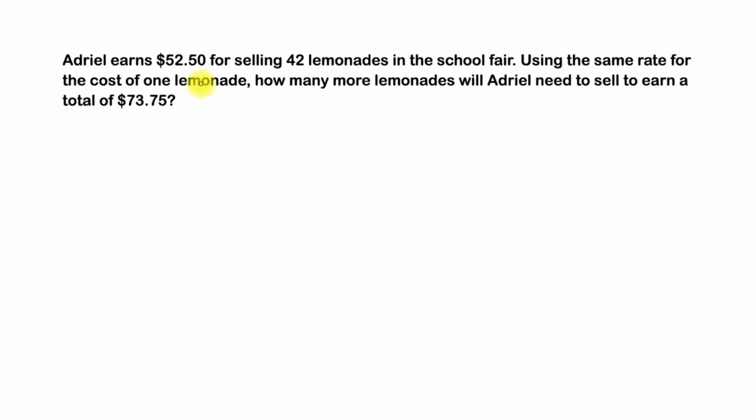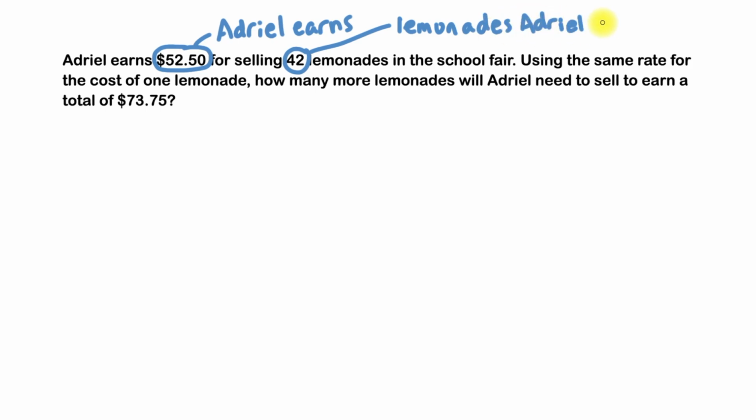Well, we know he earns $52.50. We also know he sells 42 lemonades. Now, because these values go together specifically, they form a rate. Here's what I mean. Adriel can only earn $52.50 when he sells 42 lemonades. So because those numbers go together and form a rate, let's put that rate over here.